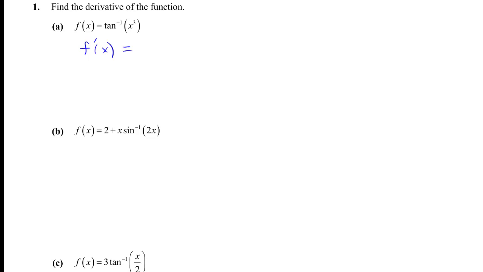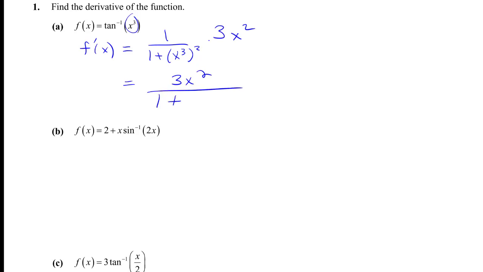So remember, I have basically 1 over 1 plus x squared, but where that x is really the something for my chain rule. So I have 1 over 1 plus x cubed squared times, go to the side, take the derivative of x cubed, which is 3x squared. So we end up with 3x squared over 1 plus x to the 6th.